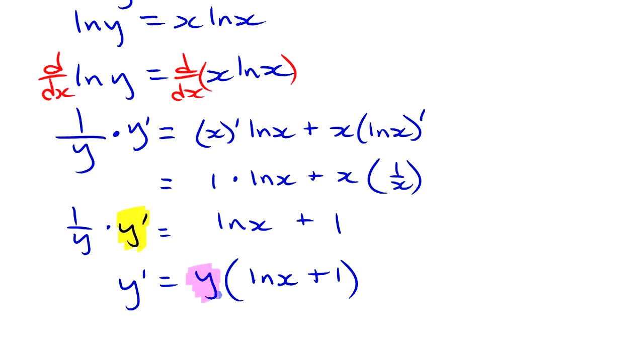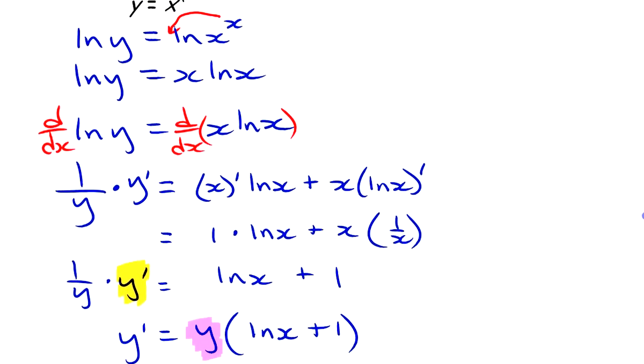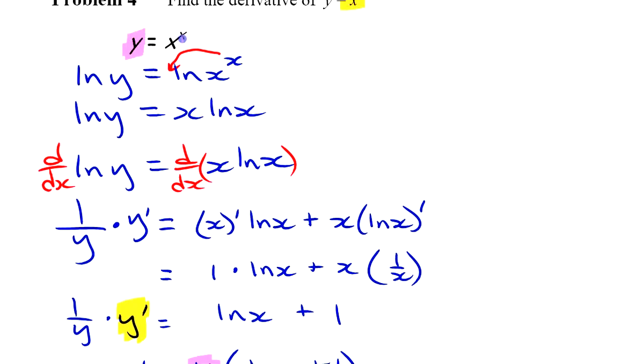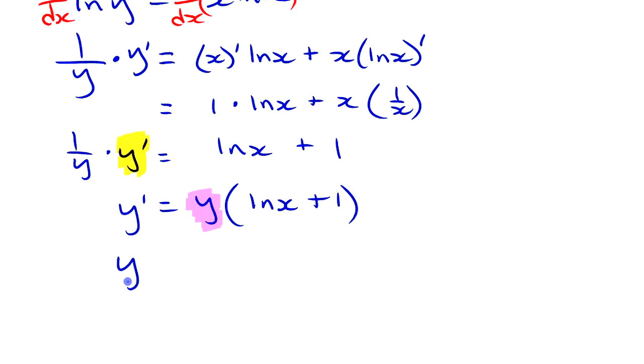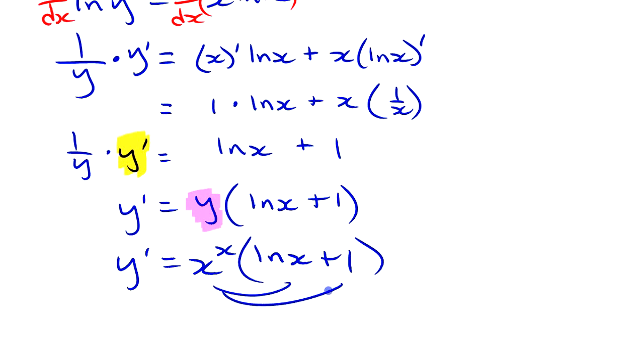We're going to replace that y with something we know it's equal to, and actually right in the beginning we know what it's equal to. It's equal to x to the x. So we're going to use that substitution, and we're going to write this as y prime equals x to the x times ln x plus 1. Now you could expand this out if you wanted to, if that was more useful for what you're going to do with it, but this is just fine as is.